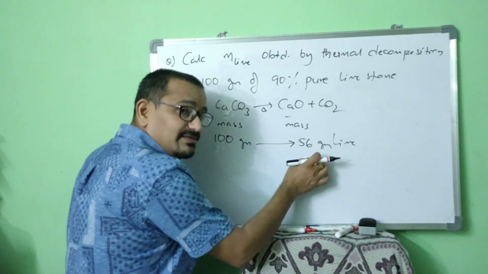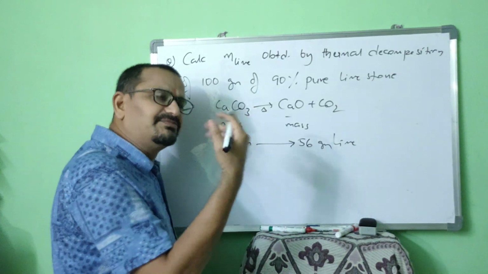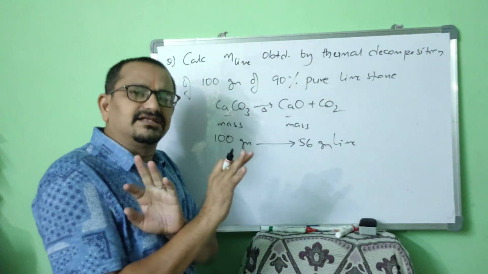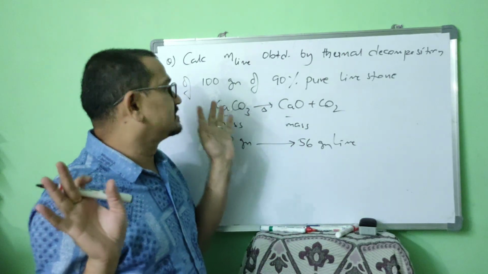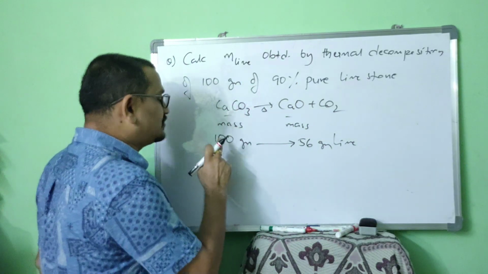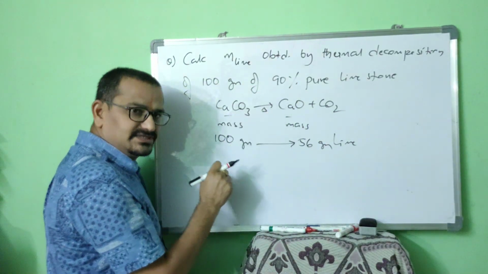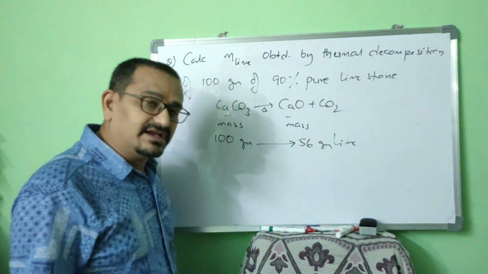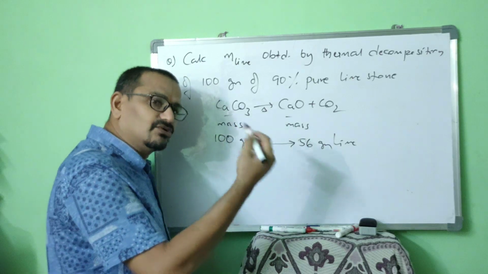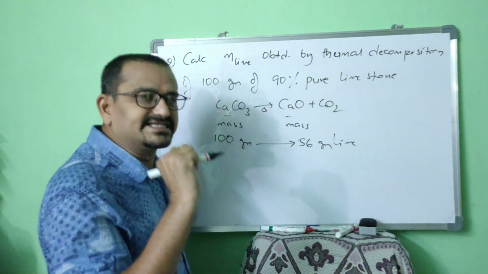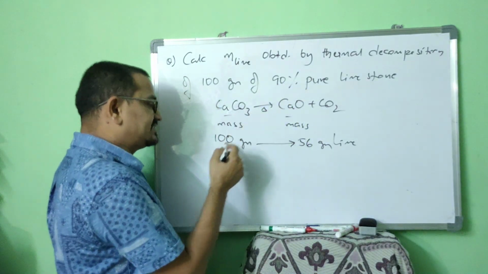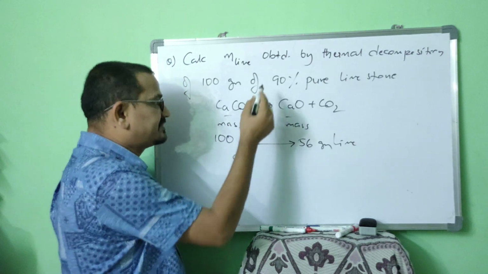This will be the answer when 100 grams itself is a pure sample. 100 out of 100 is perfectly calcium carbonate. There is nothing else in this. Then 56 will be the answer. But in our question, what is the percentage purity? 90% pure. It means out of 100 grams, only 90 grams is the CaCO3 compound. The remaining 10 grams is some impurity. So during decomposition, is 100 grams decomposing or only 90 grams? Yes, only 90 grams, whichever the purity specified, 90%.